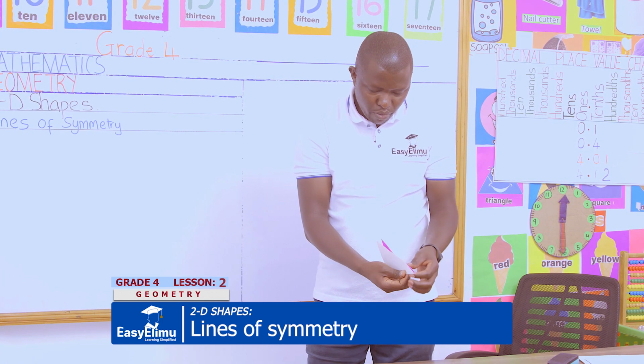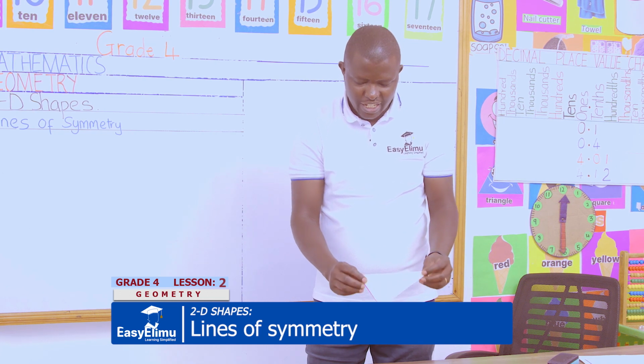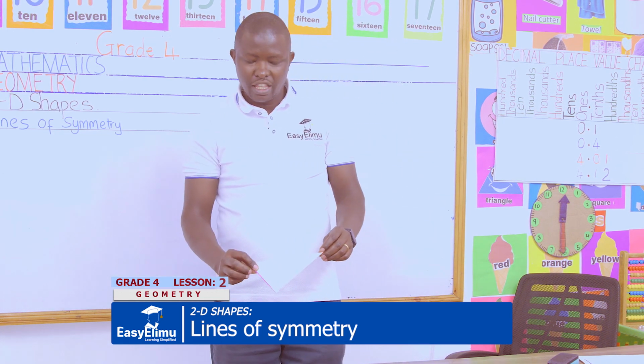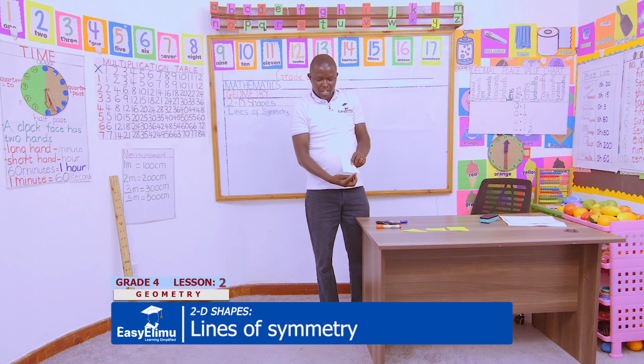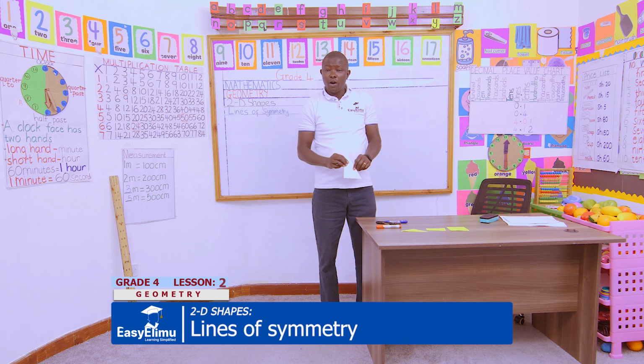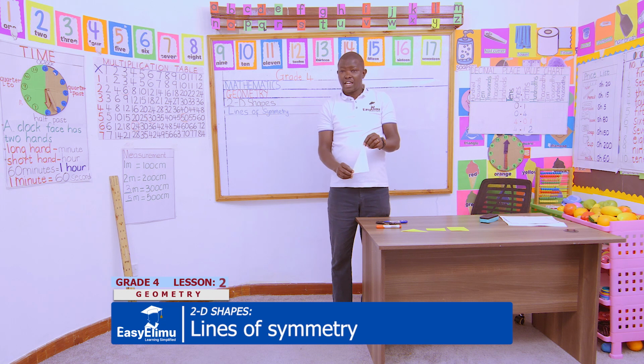Make sure you fold properly. Do not miss that you are folding. Yes, like that. Now it looks like this. Remember we have said it has 2 sides. So now, if you look at this side, it is equal to the other side. This side is equal to this side.